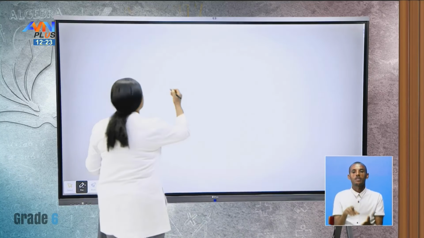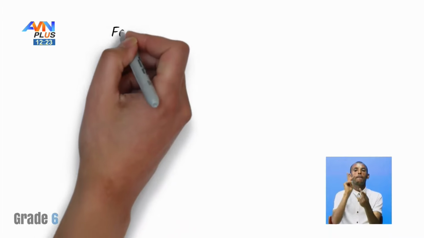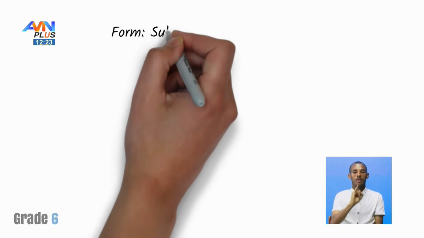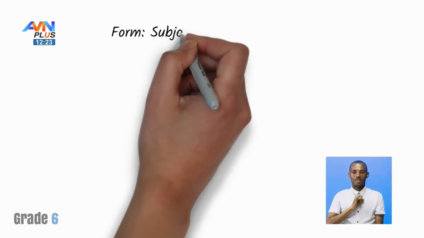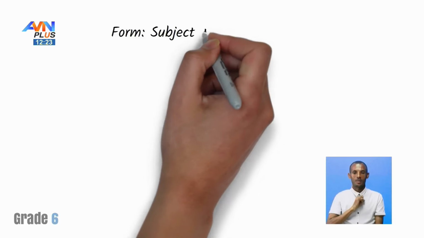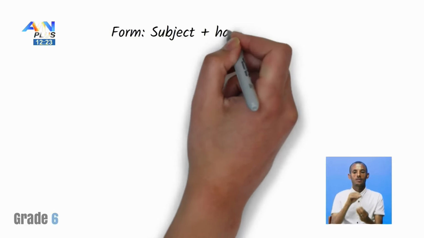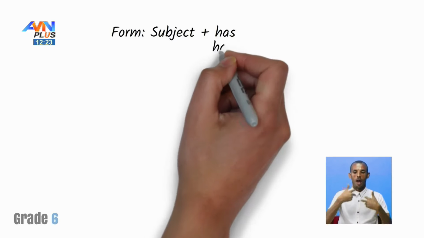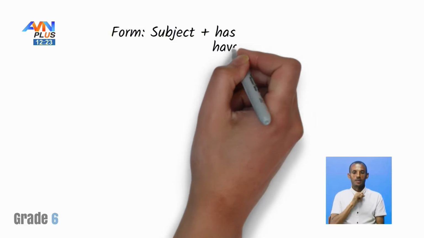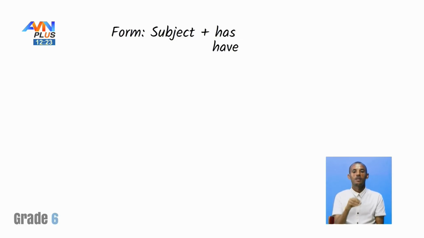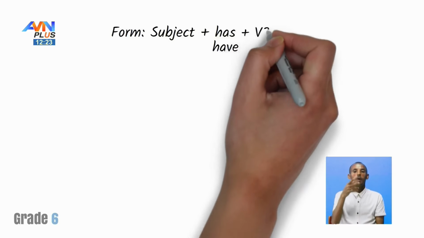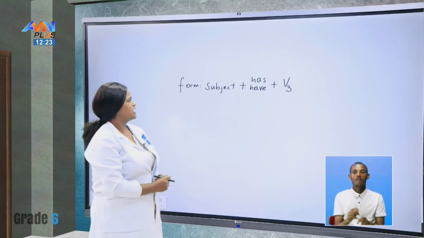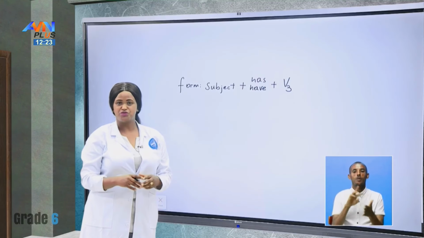The form of the present perfect is subject plus has for the singular subjects and have for the plural subjects, plus our verb in the past participle, or what we call verb 3, right? Very good. And we said that we use this present perfect.